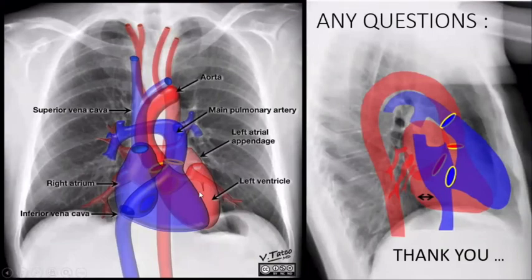Now, these are the picture depictions summarizing our lecture. This is the PA view. This is the lateral view of the chest and the heart. So let's have a revision of the chambers of the heart and the great vessels. And always keep the summary of these structures in mind.